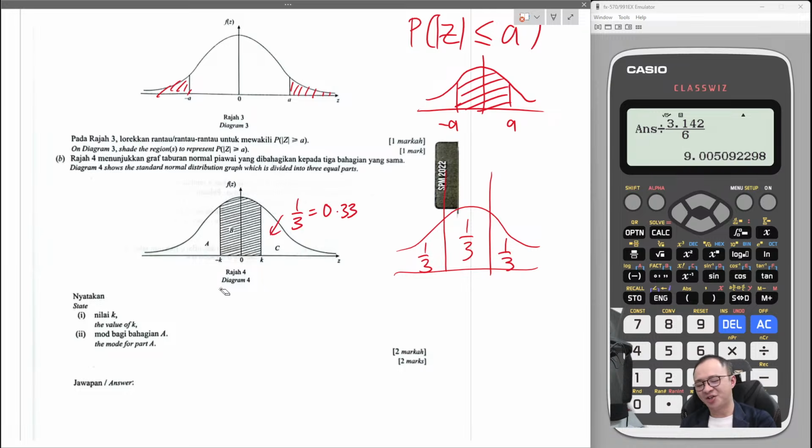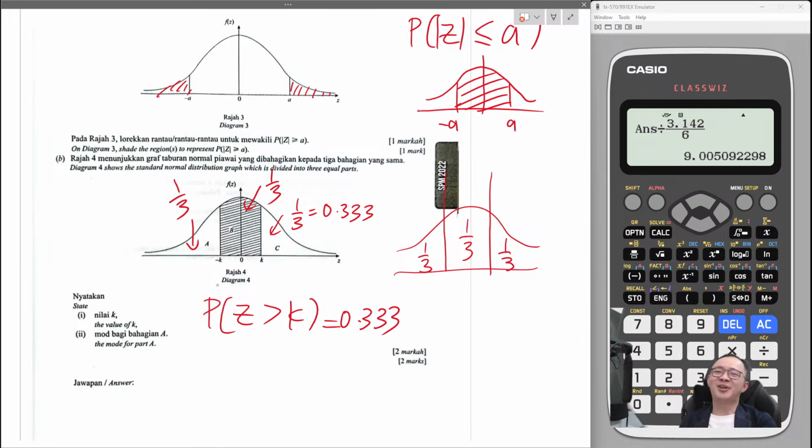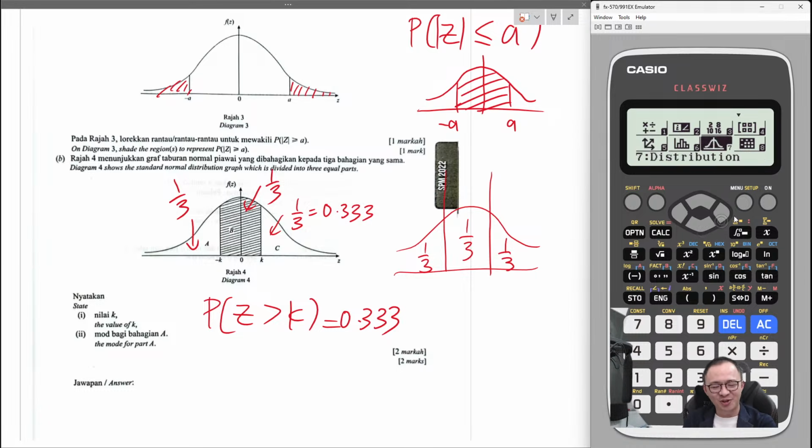Or 0.33333, infinite 3s basically, depending how many 3s you want to put. So this area also is 1/3. This area is also 1/3. Then I want to find k. So I can say probability z is bigger than k must be 0.3333. Then you can use a table if you want to use a table. But since it's only 1 mark, I don't even want to use a table. For 1 mark I will just use a calculator. So my lower bound, oh no, this is inverse normal, sorry.